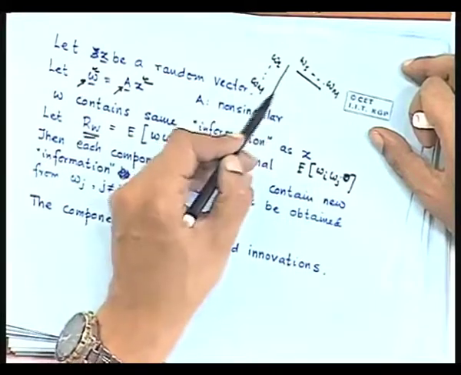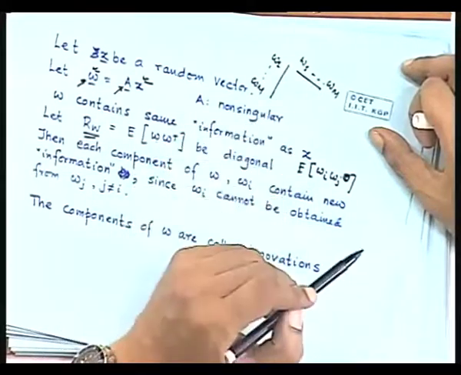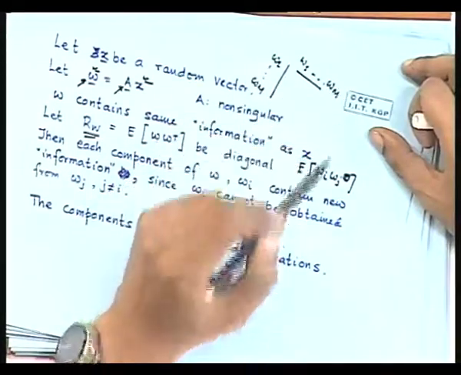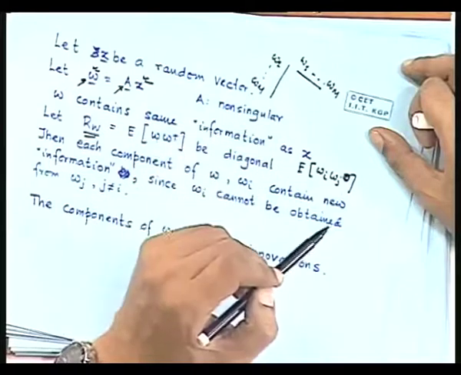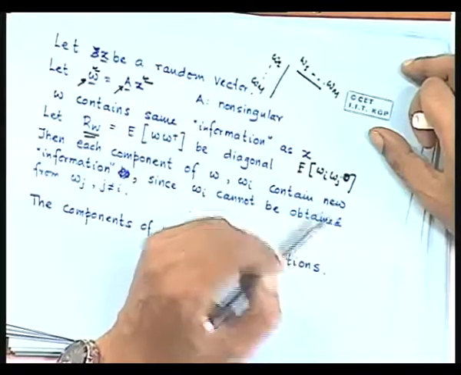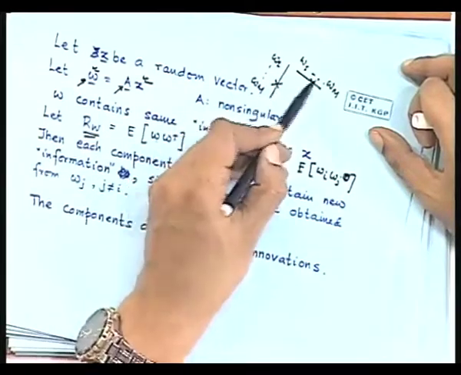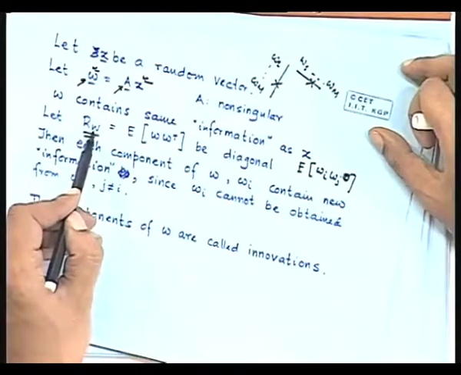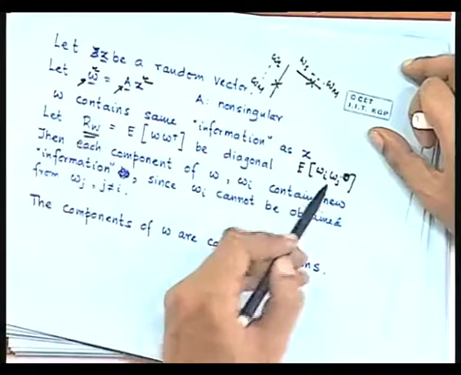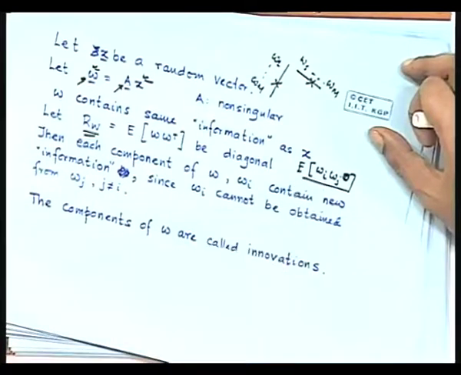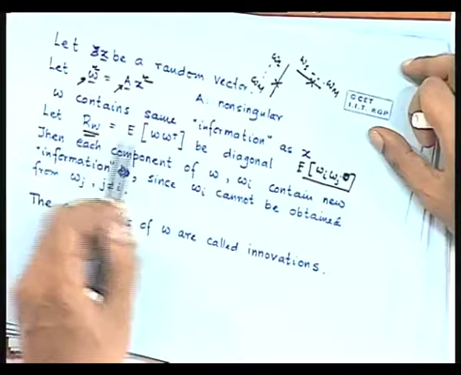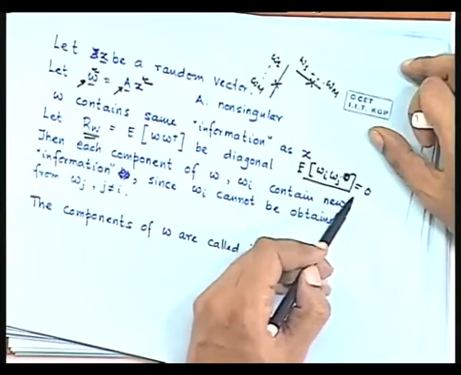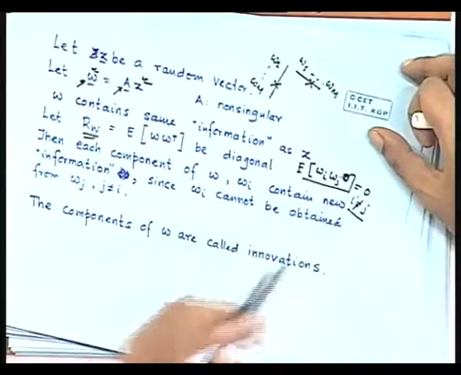So now you are multiplying a column vector by a row vector, which will give you a matrix. What is the ijth element of this matrix? It is Wi multiplied by Wj. So the ijth element of Rw is the expectation of Wi Wj. Now we are saying that Rw is diagonal. What does it mean? That the expectation of Wi Wj is equal to 0 for i not equal to j. That's what we are saying.